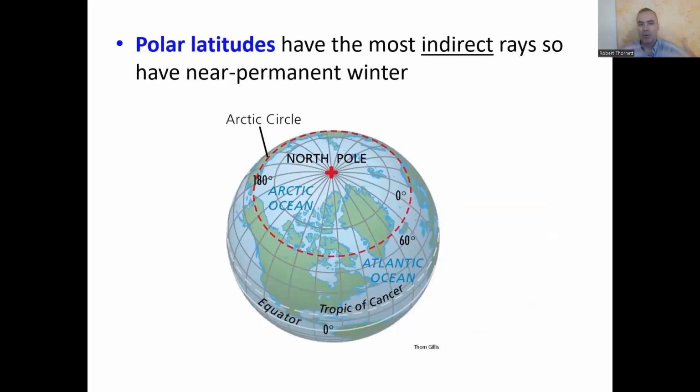And finally, up with the polar latitudes, they have the most indirect rays of all. So they're going to be the coldest of all. And it's like a near permanent winter up there beyond the Arctic Circle, 66.5. For example, if you look at Greenland here, the world's largest island, 80% of it is covered in a giant sheet of ice, which is multiple kilometers thick.